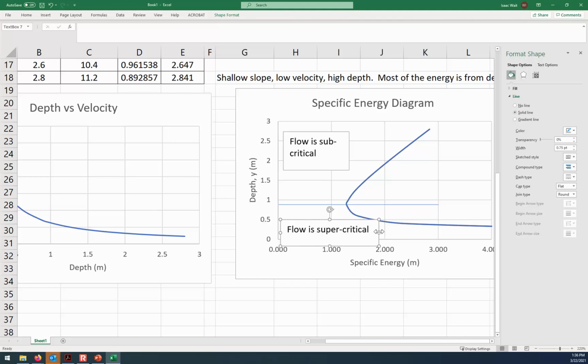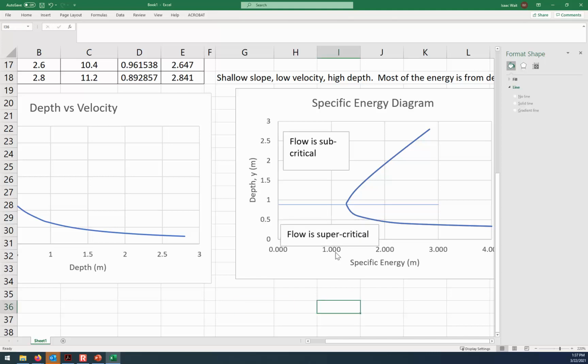So you could make this figure, and if you knew your channel geometry and the flow rate, then you could diagnose your flow regime by comparing the depth to what zone of the figure you're in. Like if the given depth is 2 meters, then you'd know flow is subcritical. If the given flow depth is 0.5 meters, then you'd know that the flow is supercritical.